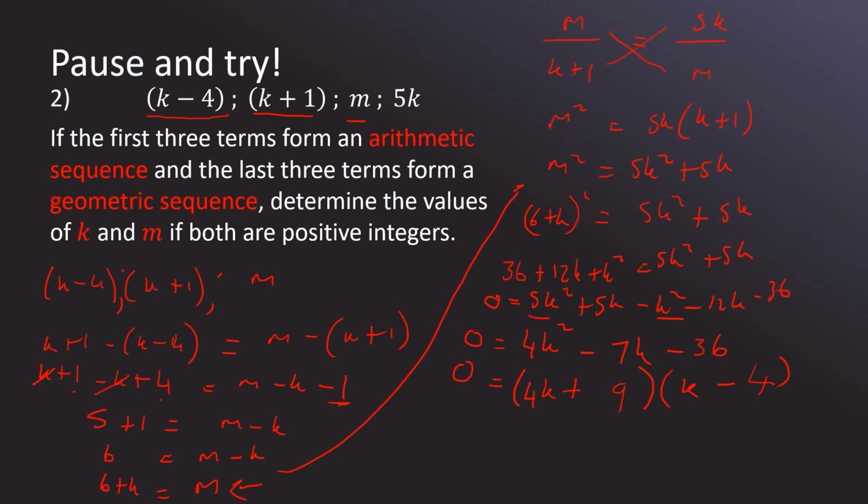First, outer, inner, and last. Yes, that works out. So k is equal to minus 9 over 4, or k is equal to 4. Now, we know the value will be 4 because they said positive integers, right? Now, we'll take k is equal to 4.